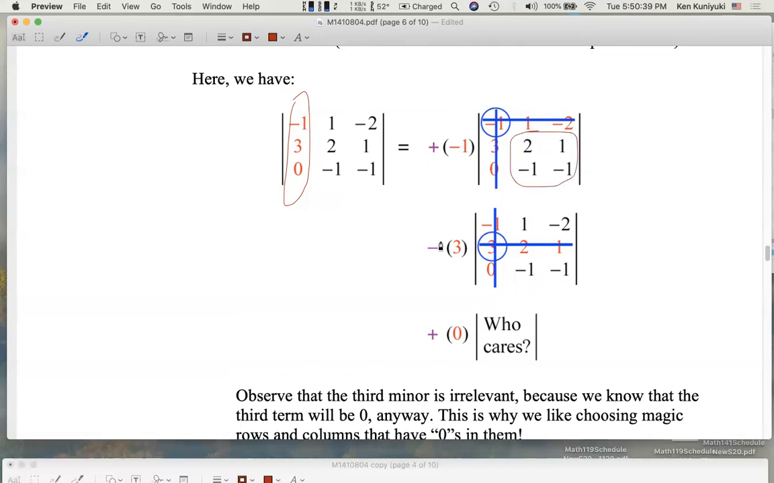Then we have a minus sign times the 3 here. That's our next magic entry. Times the determinant of, we delete the row and the column containing the 3. We're always going to delete our magic column here, by the way, because it contains the magic entries. And we'll take the determinant of this submatrix. Plus 0 times, well, who cares anyway? I mean, it'll be some number, but this product here will be 0, and the term here will be 0.